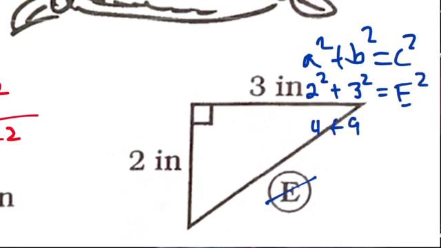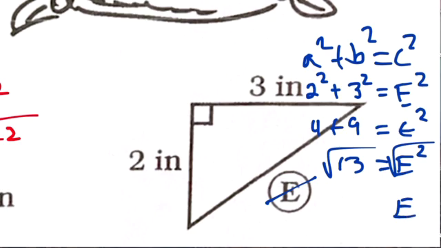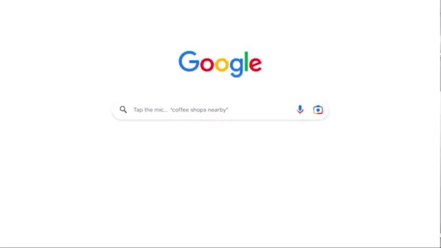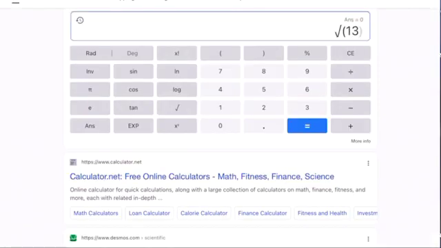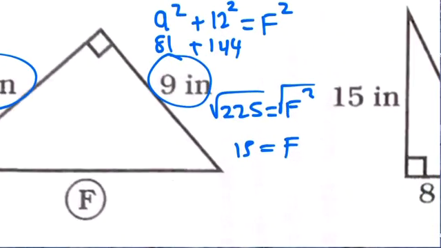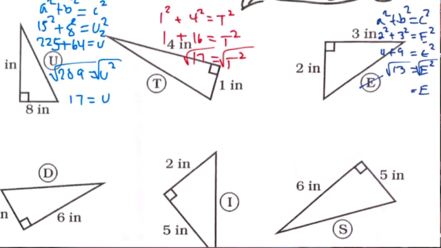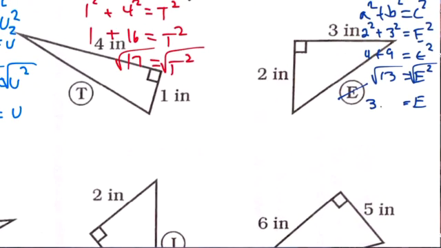And c is letter E. 4 plus 9 is 13. Take the square root. Square root of 13. Calculate. 3.60. Right? That's a 0, so it stays 3.6.